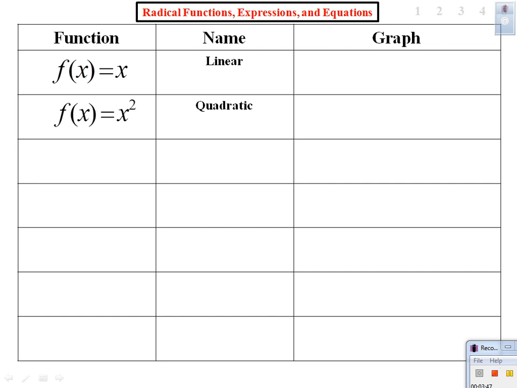Here goes the next one. From there we went to f of x equals x cubed. And what is the name of that one? Yes, it's a cubic function. That is correct. And by now you should know how that looks as a graph. Okay. Go to the next one. The next function I gave you was f of x equals absolute value of x.